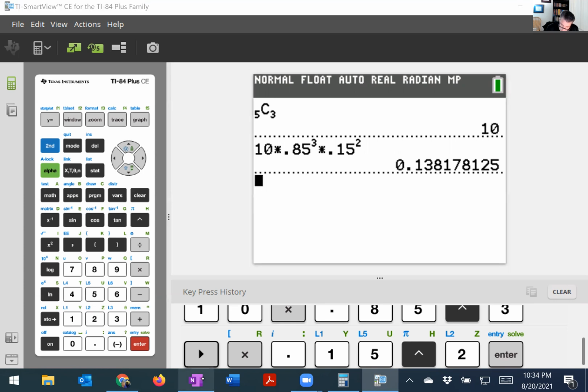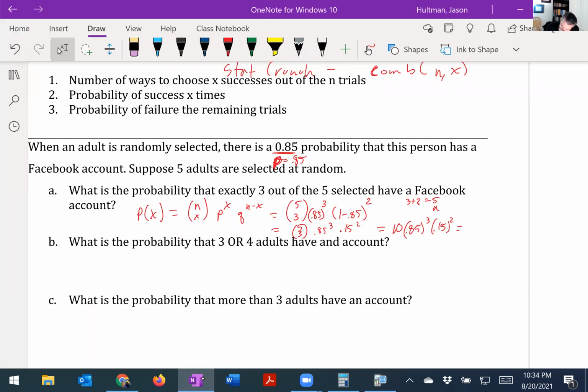Okay, so let's write that up. So this is going to be 0.1382, or 13.8% probability that out of 5 people, 3 have a Facebook account.